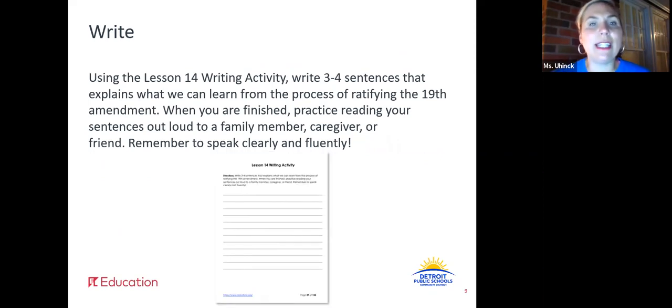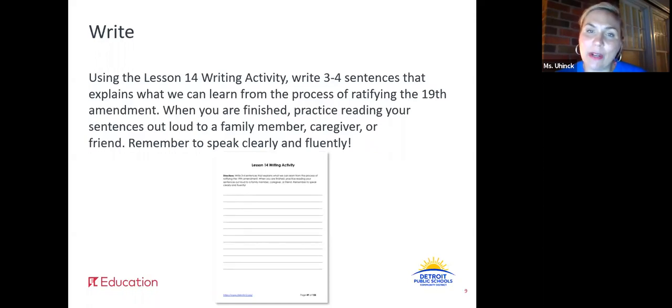All right, so using the lesson 14 writing activity, you're going to write 3 to 4 sentences that explain what we can learn from the process of ratifying the 19th Amendment. When you are finished, practice reading your sentences out loud to a family member, a caregiver, or a friend. Remember to speak clearly and fluently.